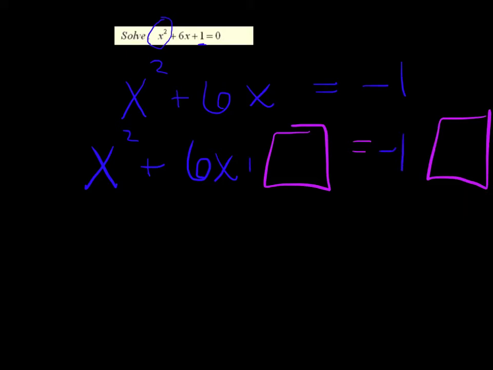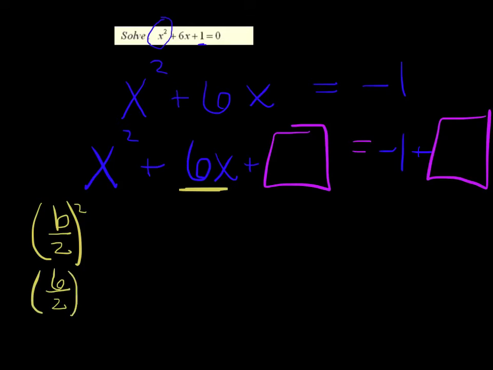Okay, I'll put my plus signs there. We're adding something to each side. Alright, so the rule is b over 2 squared. Take your middle term, your b value, cut it in half, and square it. Remember, insides first. 6 divided by 2 is 3 squared, so I should get 9. I should always get a positive number because I'm squaring it. So I'm going to add 9 to both sides.